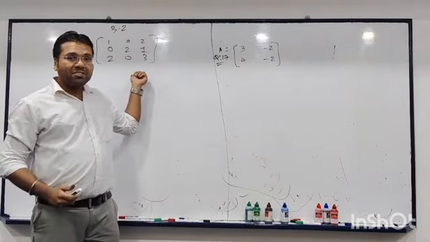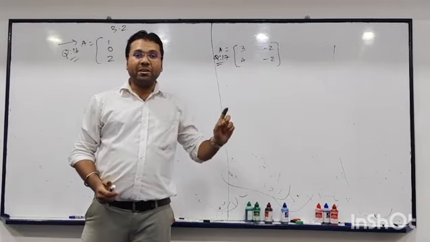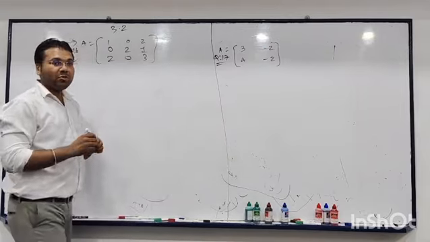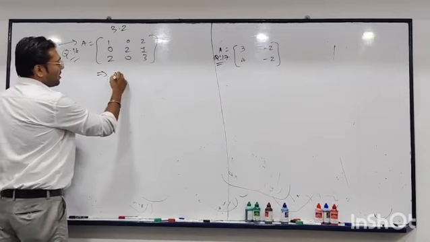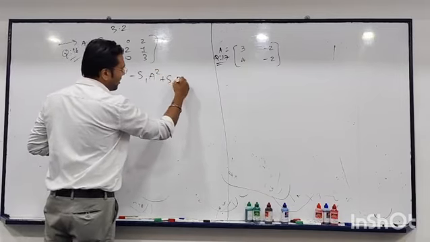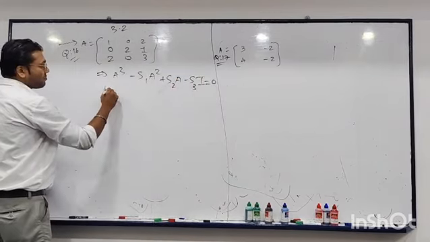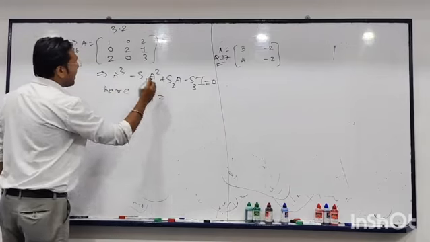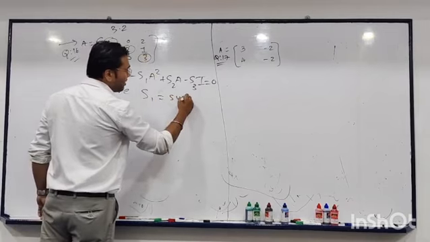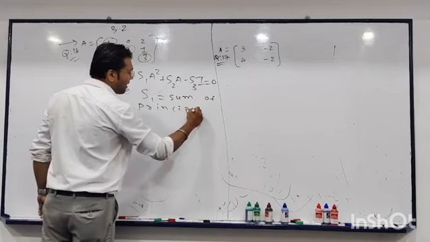So your answer of this equation can be obtained by using Cayley-Hamilton theorem and characteristics equation. How? I am showing to you. A cube minus S1 A square plus S2 A minus S3 I equals to O. Here what is S1? S1 means sum of principal diagonal values.